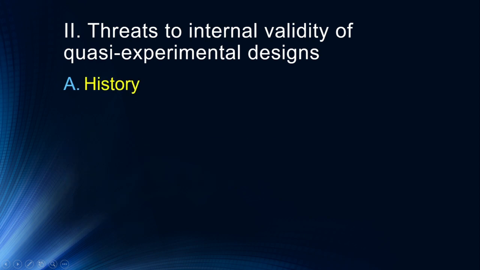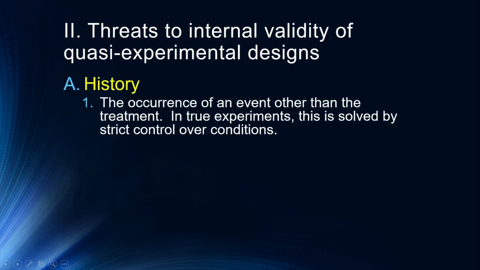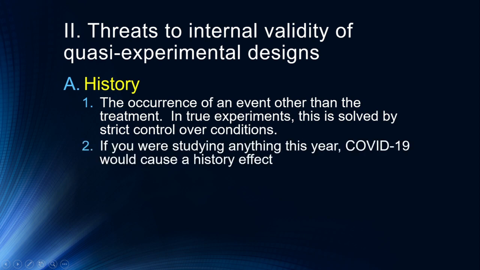Let's start off with history. This is the occurrence of an event other than the treatment. So in true experiments, this is solved by just having strict control over conditions. But when we're talking about getting out into the real world, lots of things can happen. And what's really important is trying to consider whether or not it's directly relevant to our question of interest.